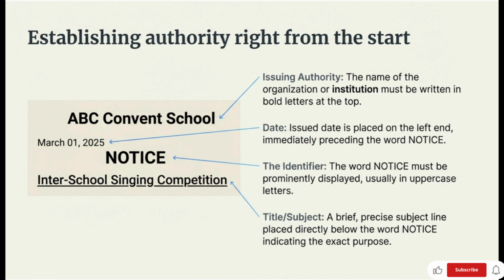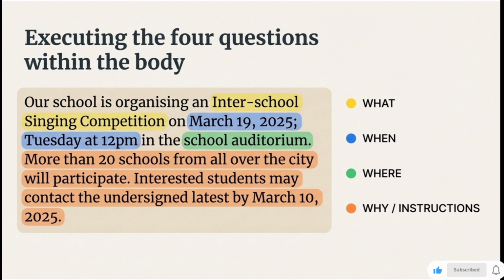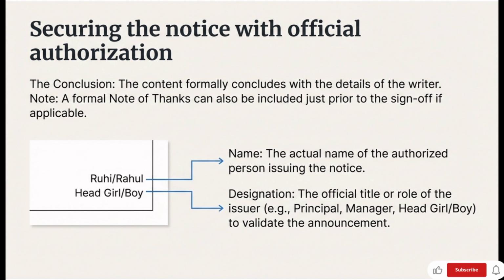Writing the body of the notice. The body of the notice must clearly include the 4 key elements. It should explain what the event or announcement is, when it will take place, where it will be conducted, and any instructions or purpose related to the event. Remember, the language should be formal, brief, and informative.